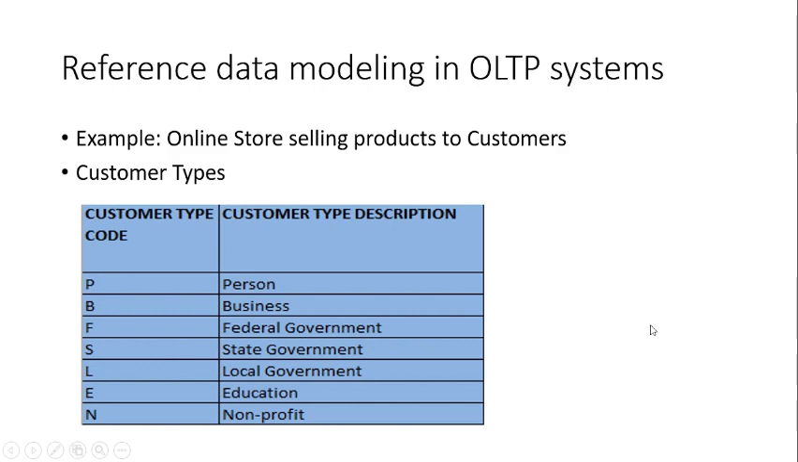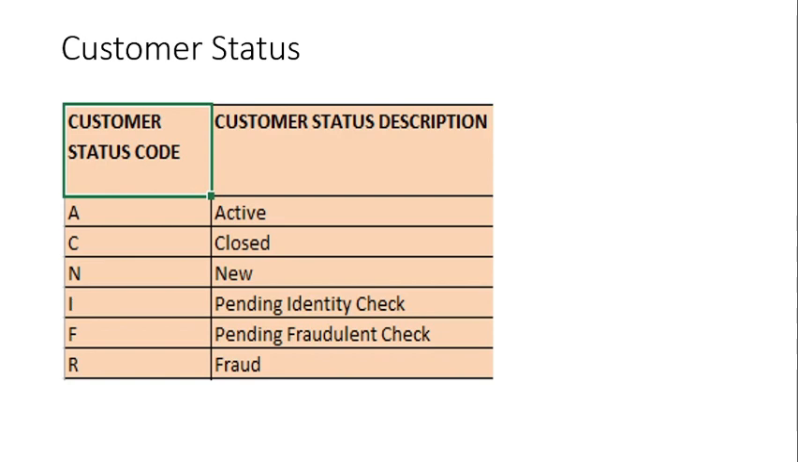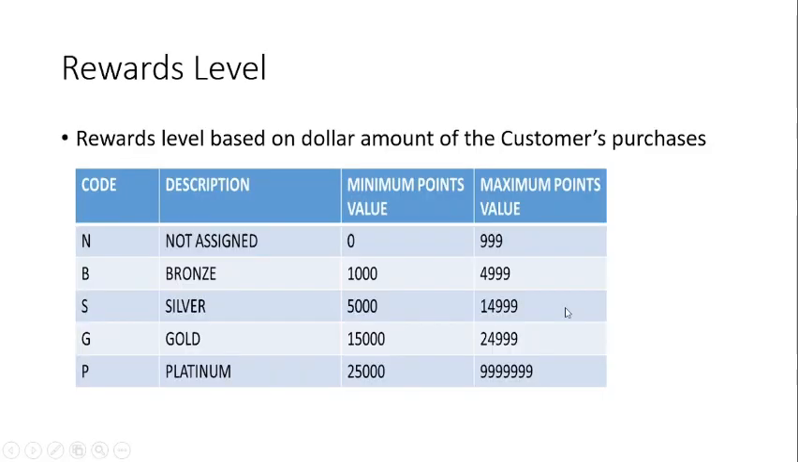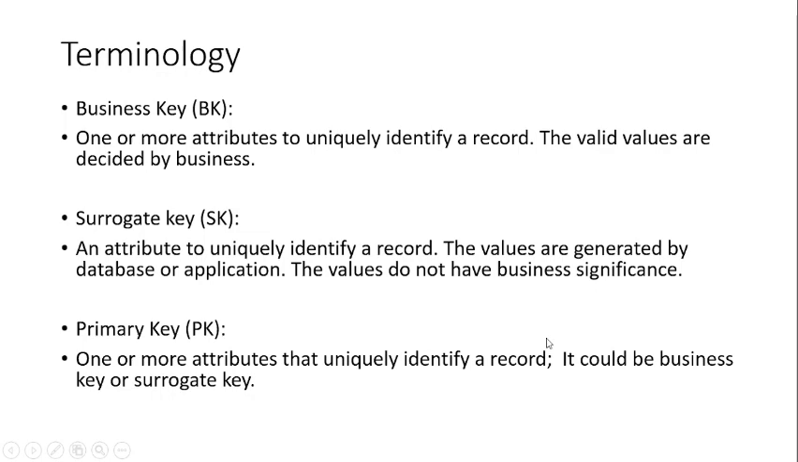So let's consider an online store selling products to its customers. And we have a concept of customer types. A customer could be a person or a private business or a federal government agency, state government agency, local government agency, or an education institute or non-profit organization. A customer status could be A for active, C for closed, like that. And rewards level is based on the dollar amount of the customer's purchases. We saw this earlier. So let's cover some terminologies.